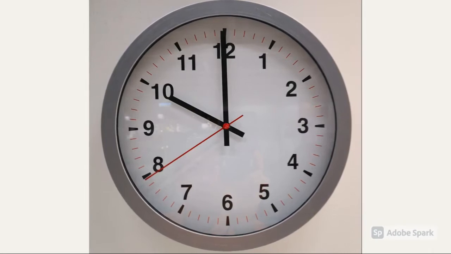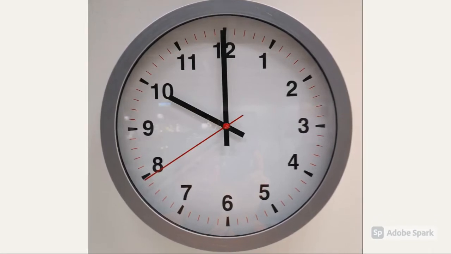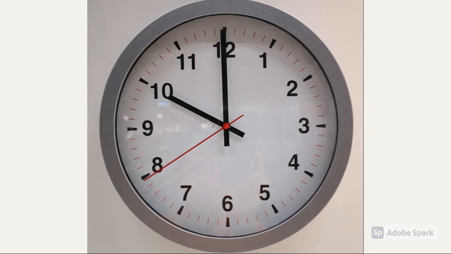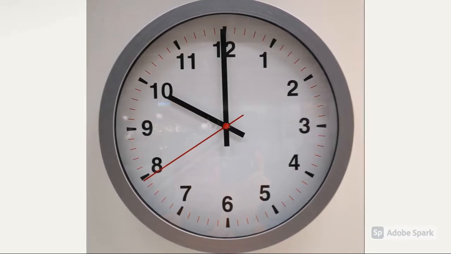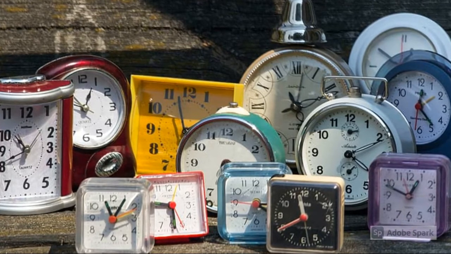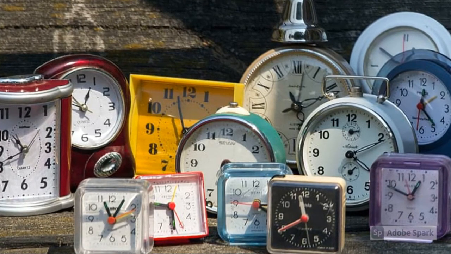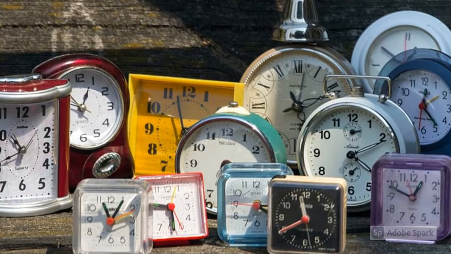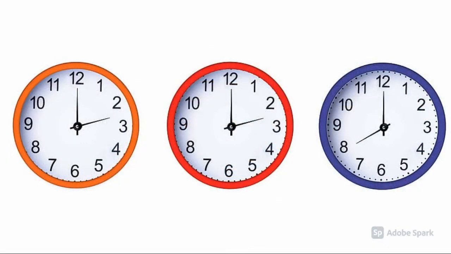This is called an analog clock. Just like a digital clock, an analog clock is a tool we can use to figure out what time of day it is. Analog clocks come in all different shapes and sizes, but they have a few distinct features. Each of these clocks have two lines, or hands. Let's look at these clocks.